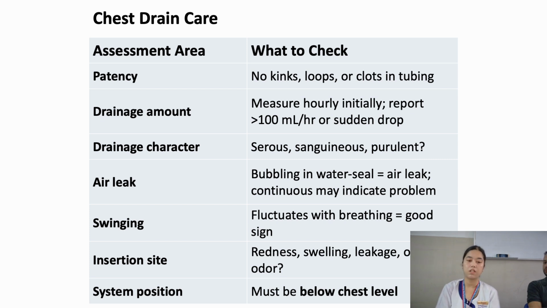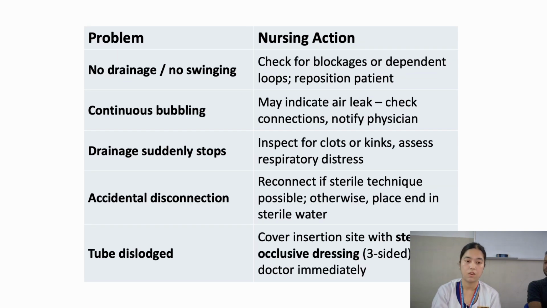About system position, it must be below the chest level, and we must not clamp the chest tube unless ordered. About the problems and nursing actions: if there is no drainage or no swinging, then check for blockage or dependent loops and reposition the patient. If there is continuous bubbling, then it may indicate an air leak. Check the connections and notify the physician.